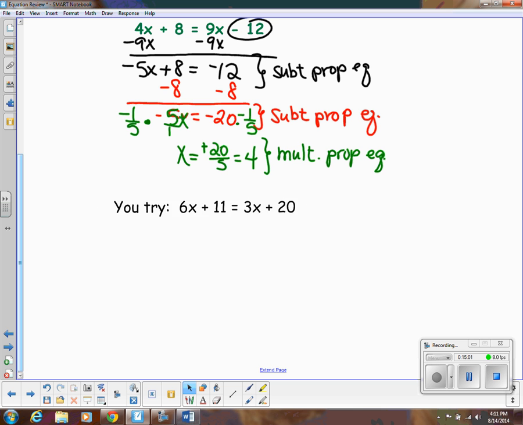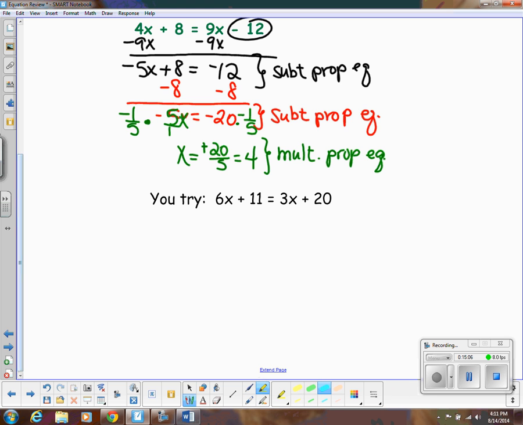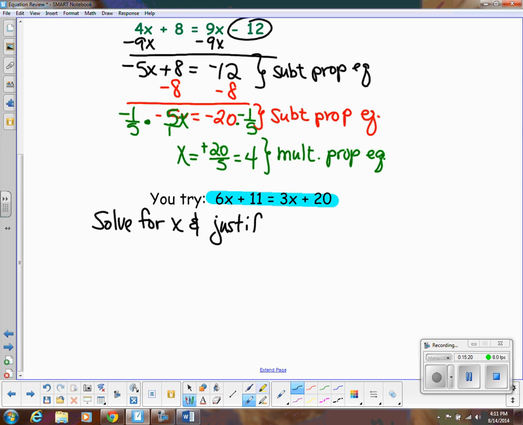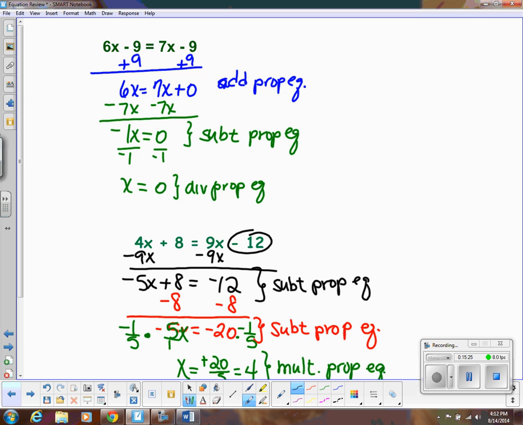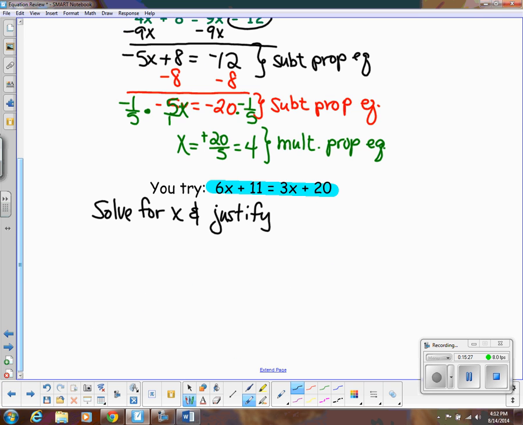All right, so now it's time for me to stop talking. It's time for you to start doing. So our goal here is for you to do this problem, and the directions for this problem is to solve for x and justify. I believe that this is indeed the end of the notes, so I need you to get this done. I need this problem highlighted, justified, so that when I look at your notes tomorrow, I see that you did all the U tries.